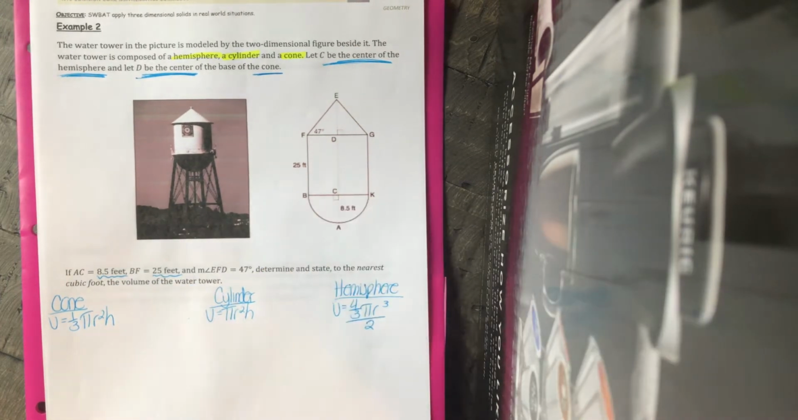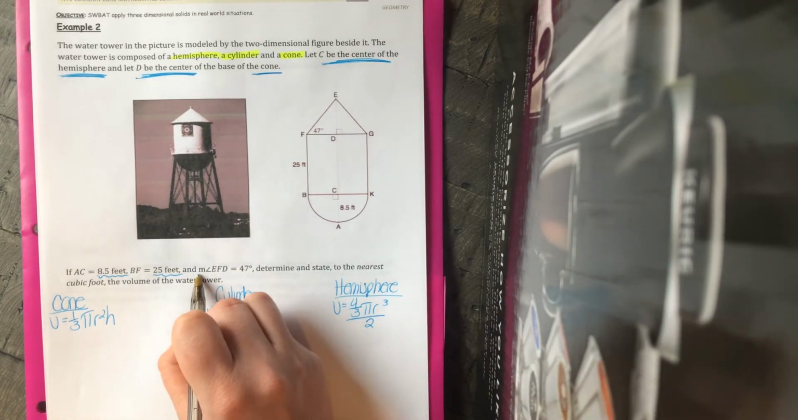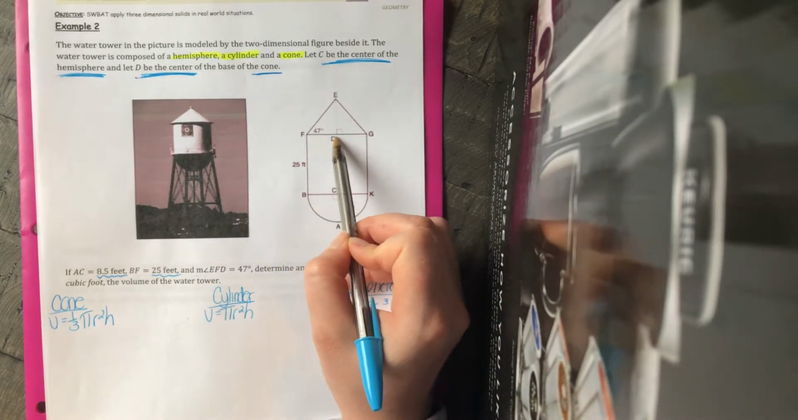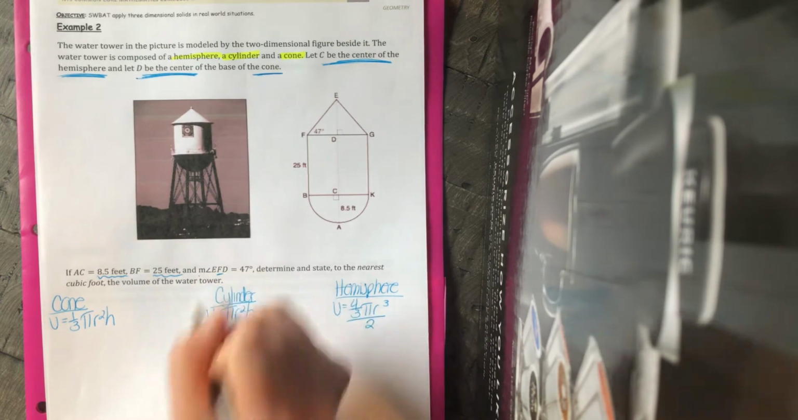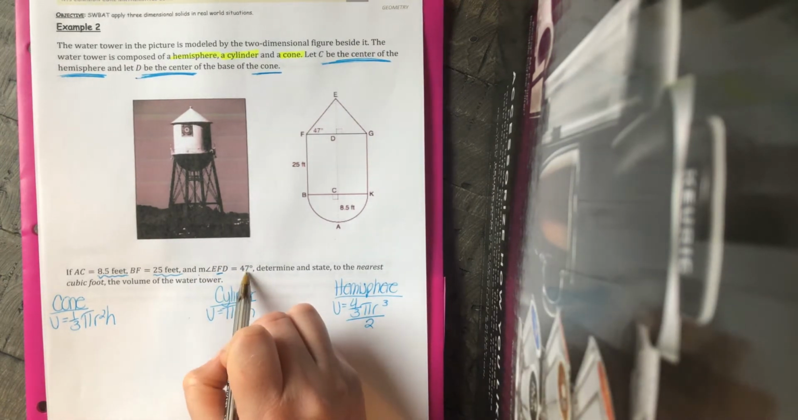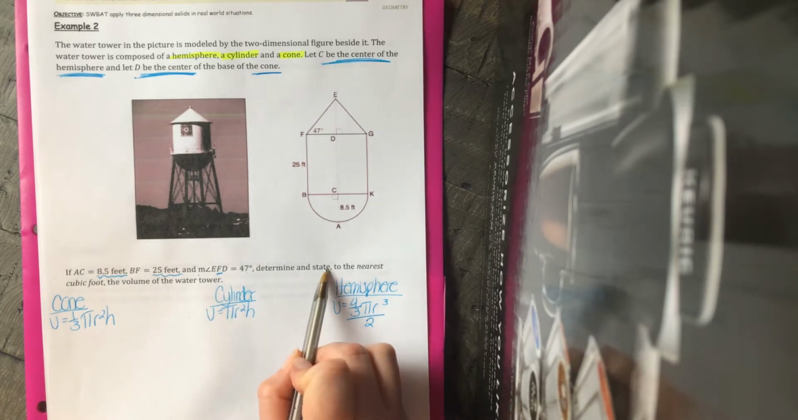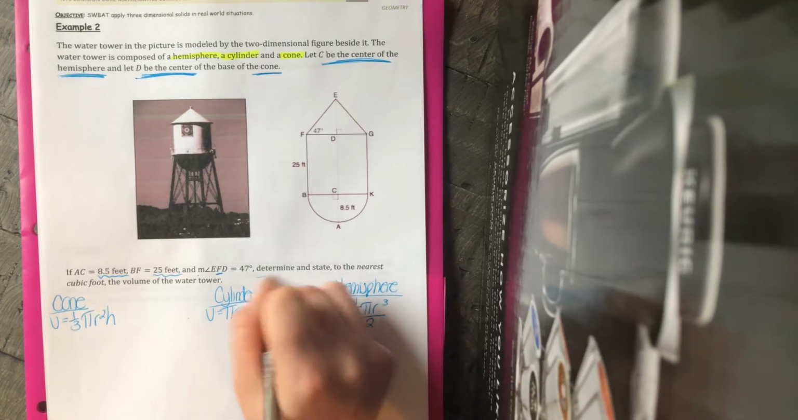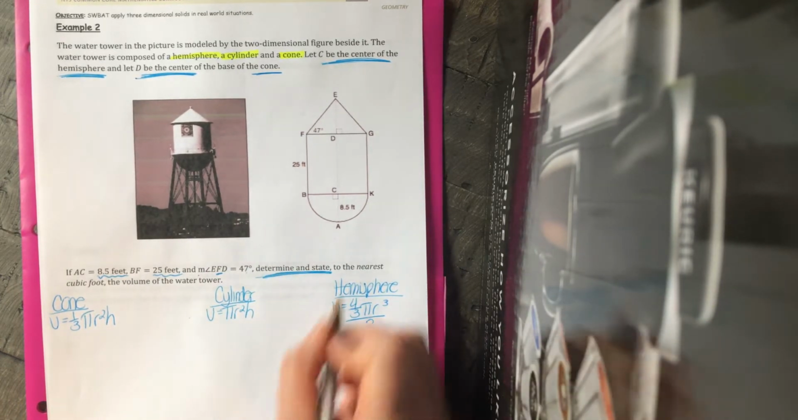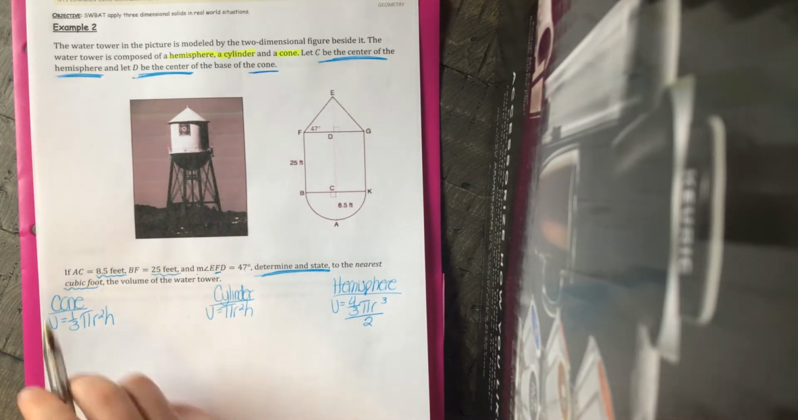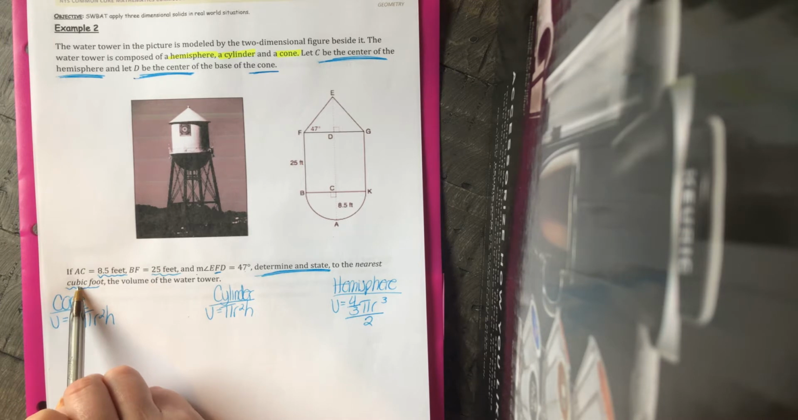BF is 25 feet. And I know the measure of angle EFD. F is in the middle, so it's the most important, is 47. 47, it's already marked. I have to determine and state, so again, I always underline the question, determine and state to the nearest cubic foot. As soon as I see cubic, that tells me immediately I have to find volume.